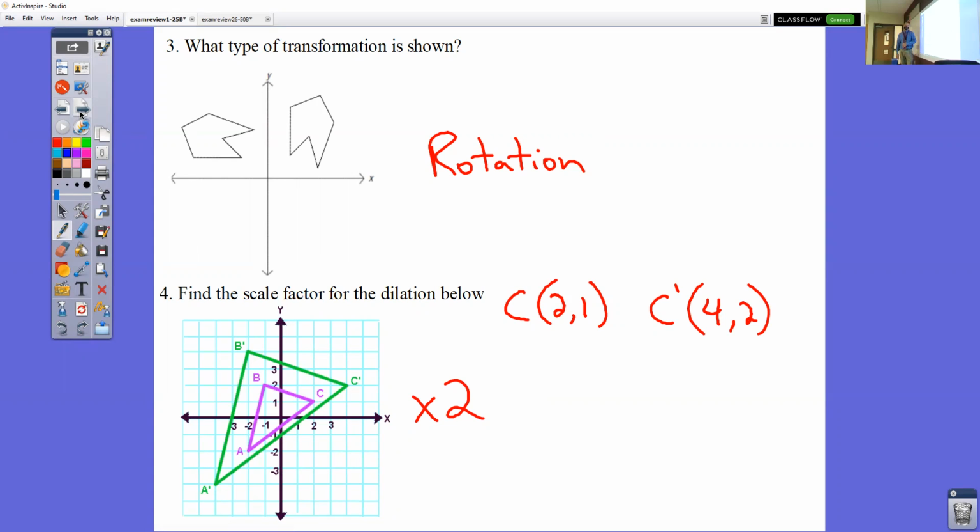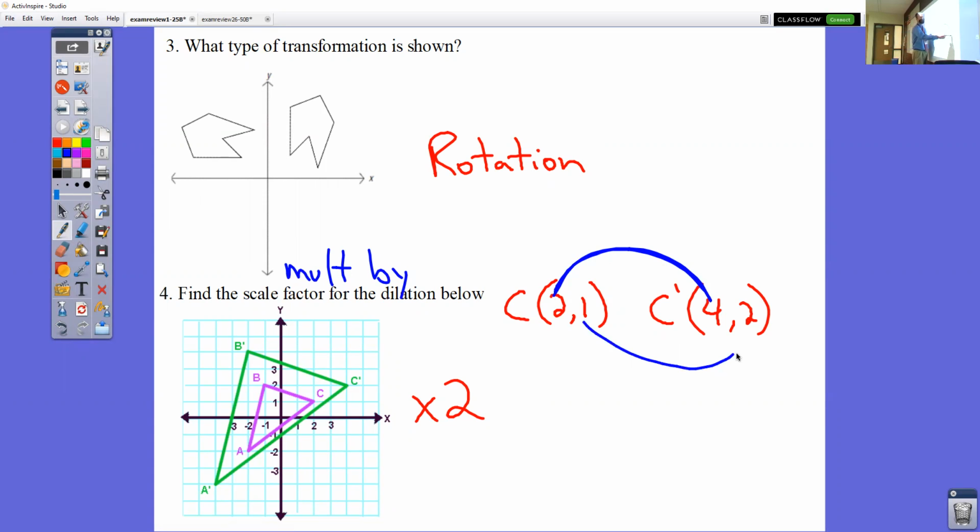In question number 4, find the scale factor. The scale factor is what you multiply by. Choose a point. I chose C and C prime. How do you get from C, which is 2, 1, to C prime, which is 4, 2? What do you need to multiply by to get from 2 to 4? Well, 2 times 2 is 4.